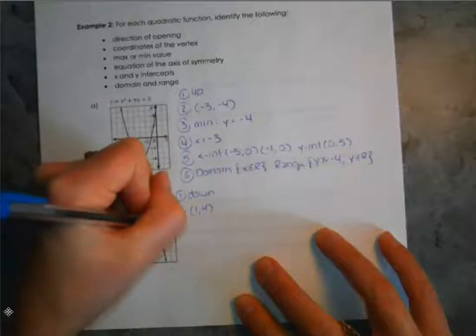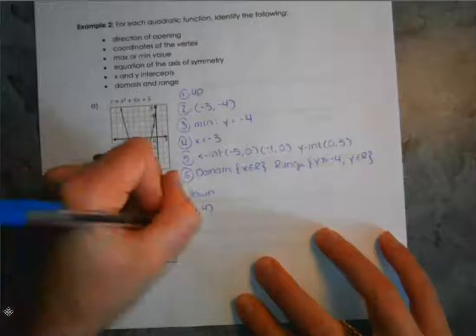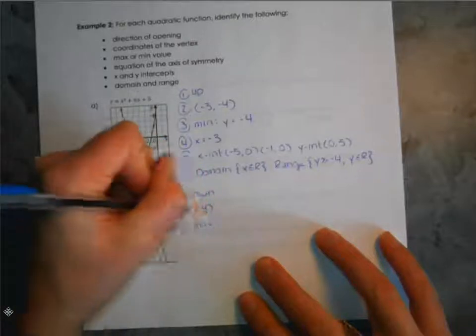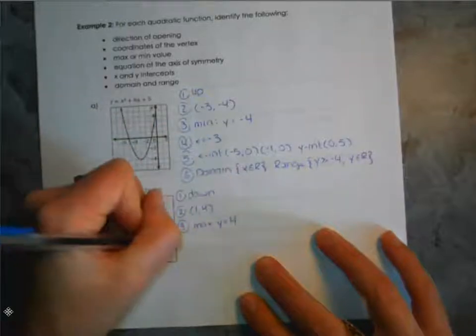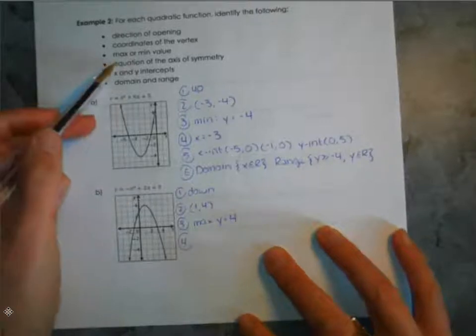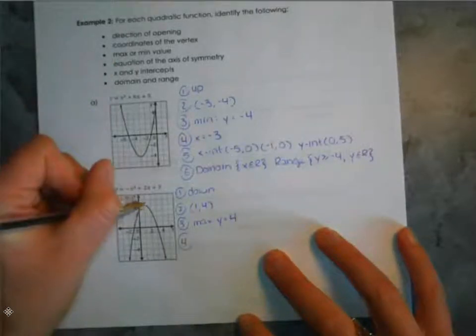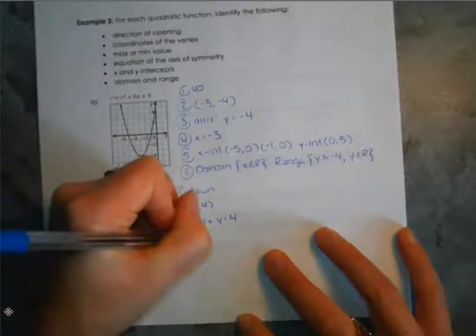Okay. What is the maximum or minimum value for this one? Because it opens downwards, we have a maximum value of y being equal to +4, like we just saw. What else do we have? Maximum or minimum axis of symmetry. So that's going to be our other value from our vertex. So x is equal to +1.